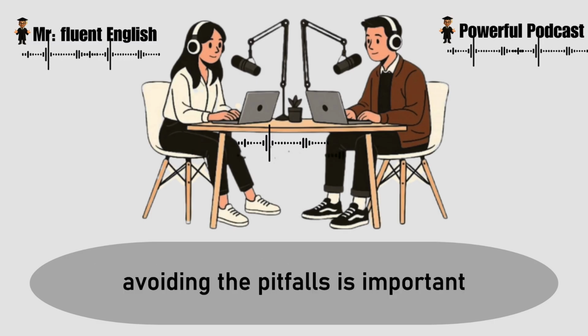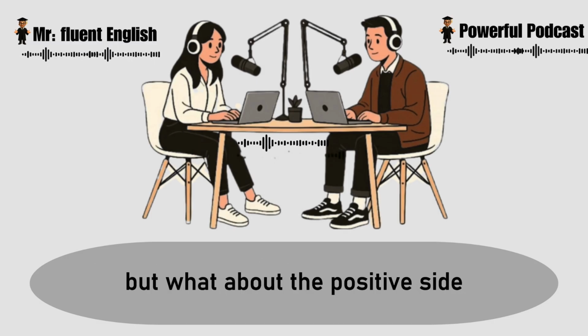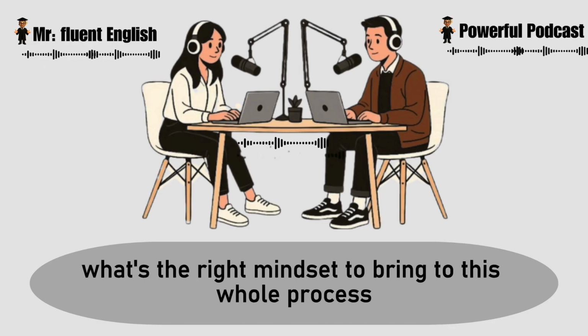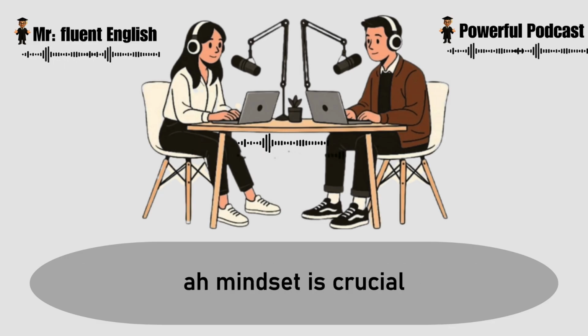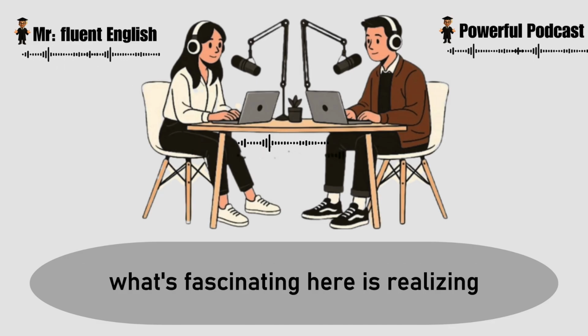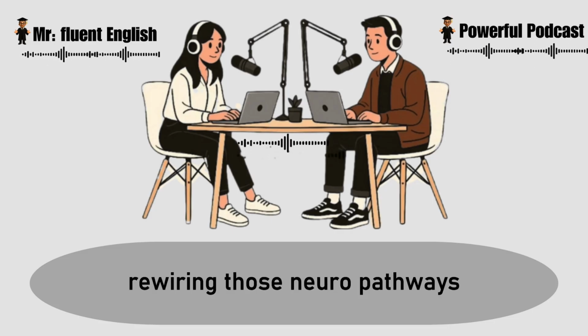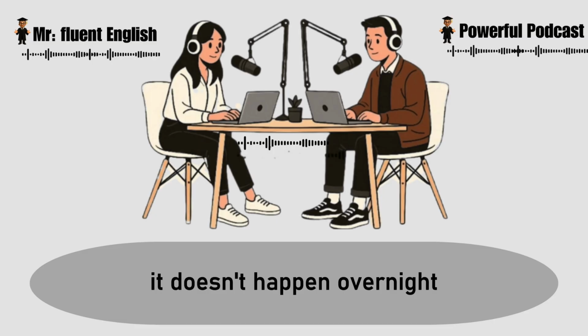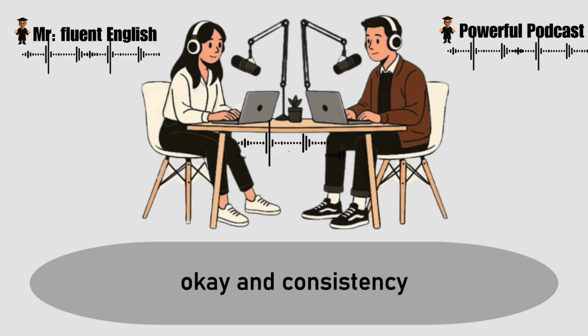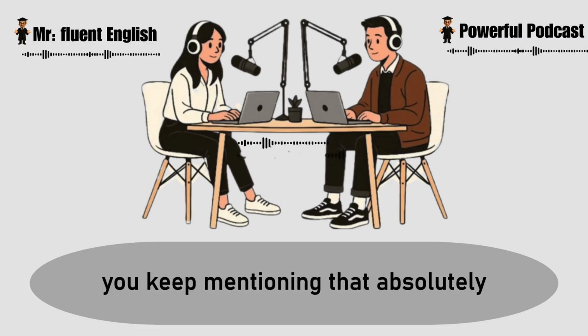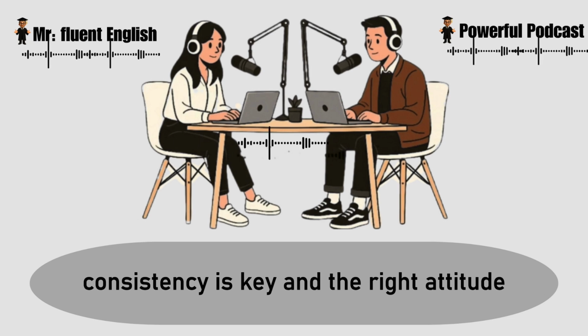Okay, that makes sense. Avoiding the pitfalls is important. But what about the positive side? What's the right mindset to bring to this whole process? Mindset is crucial. What's fascinating here is realizing this is a long game. Building an English brain, rewiring those neural pathways, it doesn't happen overnight. It takes patience. Patience, okay. And consistency, you keep mentioning that. Absolutely. Consistency is key. And the right attitude.